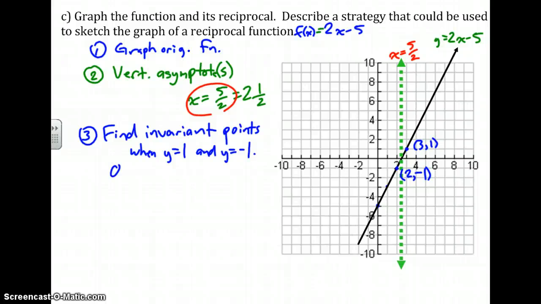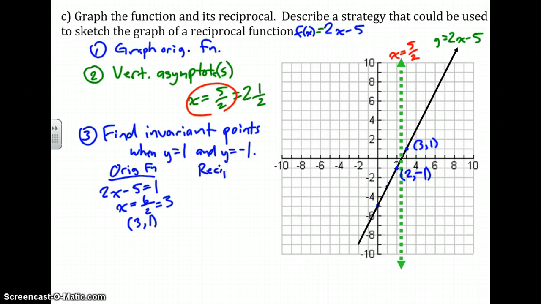So my original function, for example, if I go 2x minus 5 equals 1, let's say I'm doing it for positive 1, and then solving this I'd get x equals 6 over 2, so x equals 3. So we get the point (3, 1). And in the reciprocal function, right, we can see, is it actually that same point?